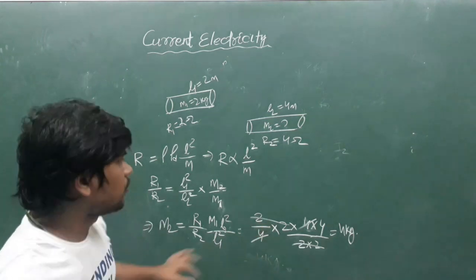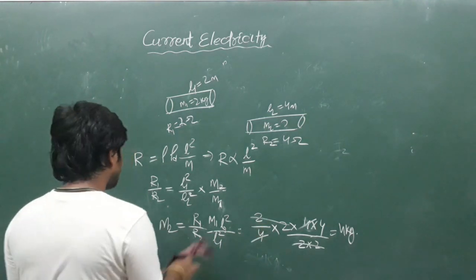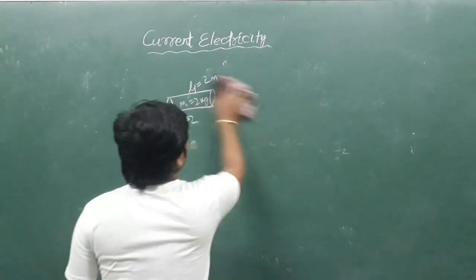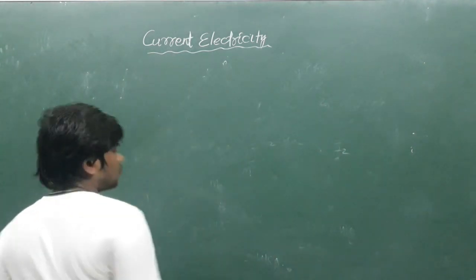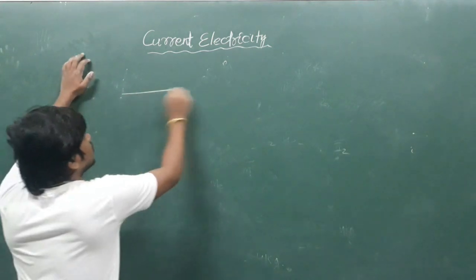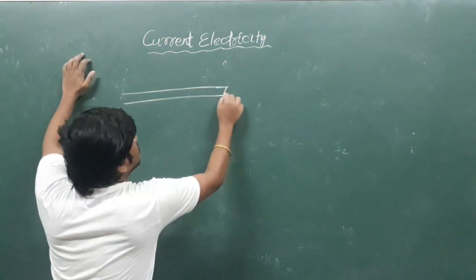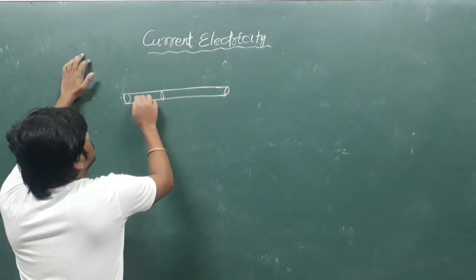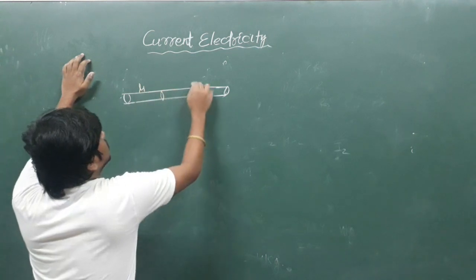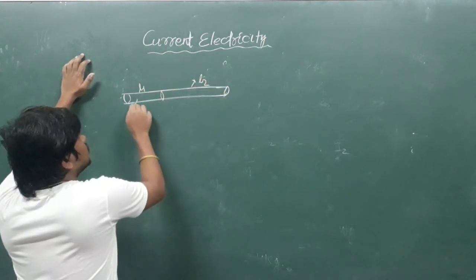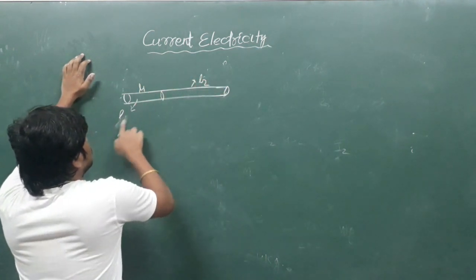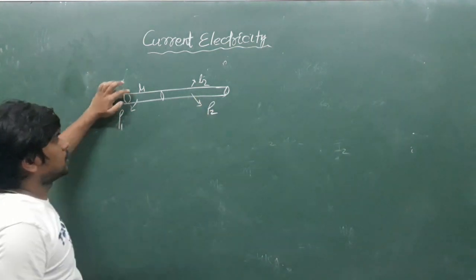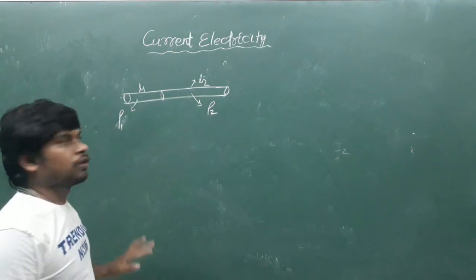So this is also a very nice question. Then one more question I am going to solve. There are two conductors connected in series. Both conductors have the same area of cross section. This one has length L1, this one has length L2. Suppose this one has resistivity Rho1 and this one has resistivity Rho2.